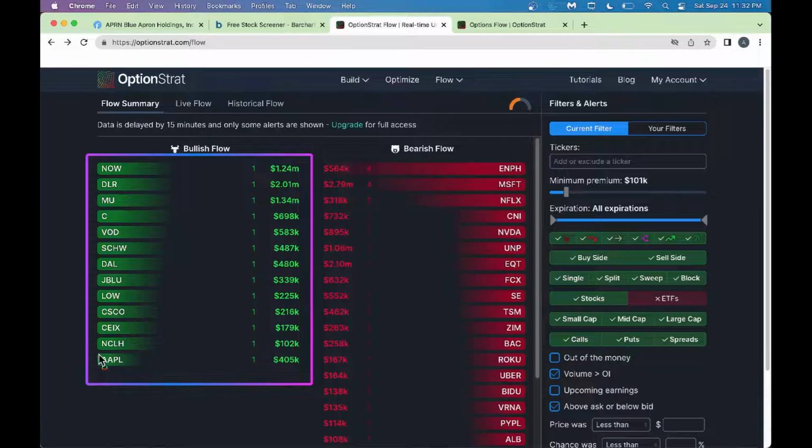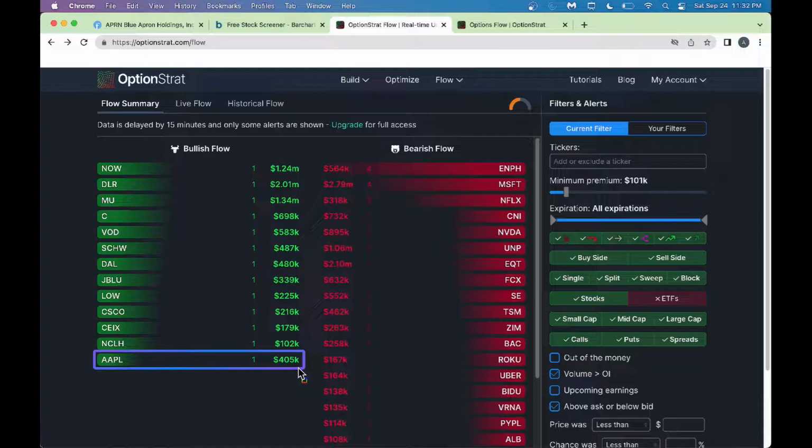Look, even Apple has unusual option activity, and it looks like there's a positive, bullish amount here, 405k. That's a good amount. And we got Vodafone here. Look, that's got a nice bullish flow.